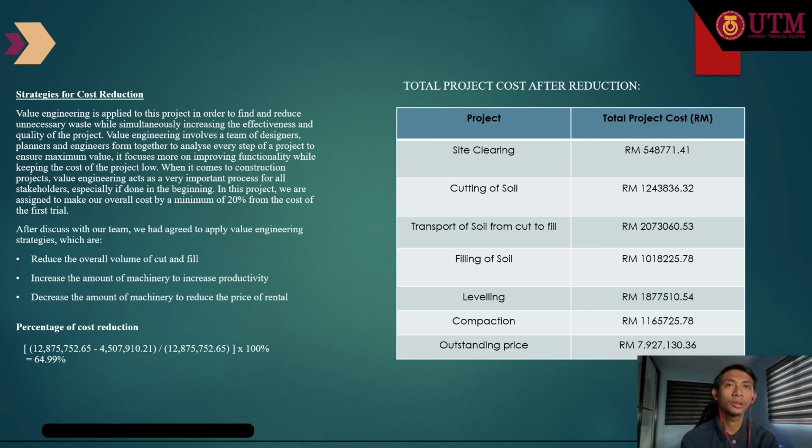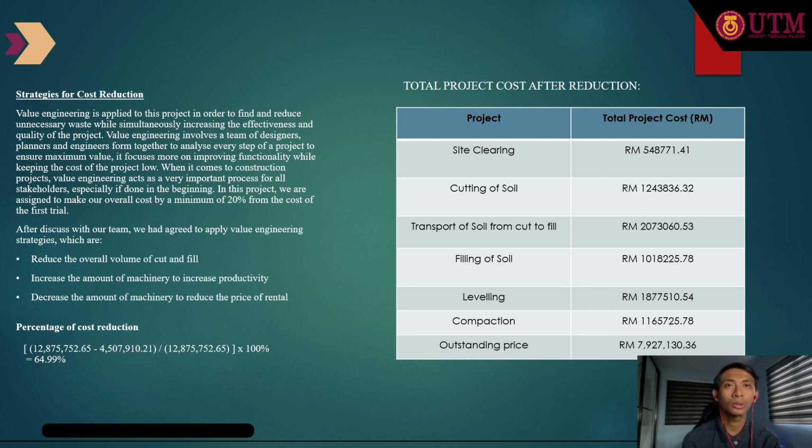Next are the strategies for the cost reduction. Value engineering is applied to this project in order to find and reduce unnecessary waste while simultaneously increasing the effectiveness and quality of the project. Value engineering involves a team of designers, planners and engineers formed together to analyze every step of a project to ensure the maximum value. It focuses more on improving functionality while keeping the cost of the project low.